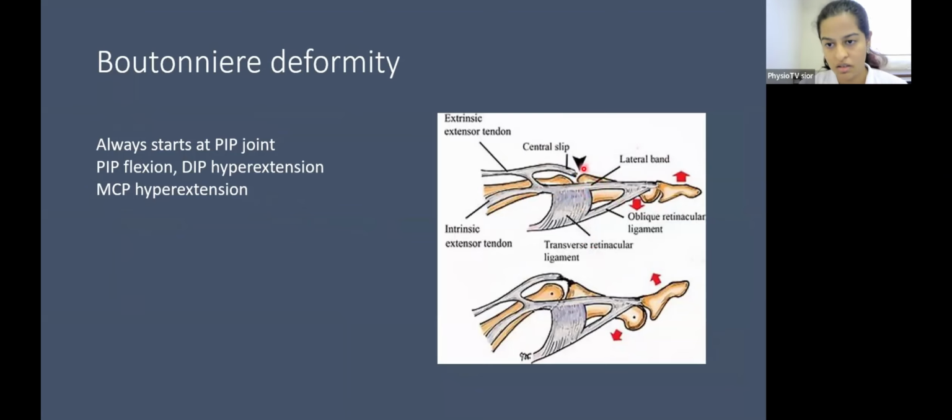Because of the flexion of the PIP joint, the lateral bands get displaced volarly, and the function of the lateral band was to bring about extension. Because it is now shifted volarly, it is going to bring about hyperextension at the DIP. And because of this, the oblique retinacular ligament is going to be pulling the distal phalanx down and causing tightness, and hence leads to deformity at the DIP as DIP hyperextension and PIP flexion. And there is compensatory MCP extension seen.